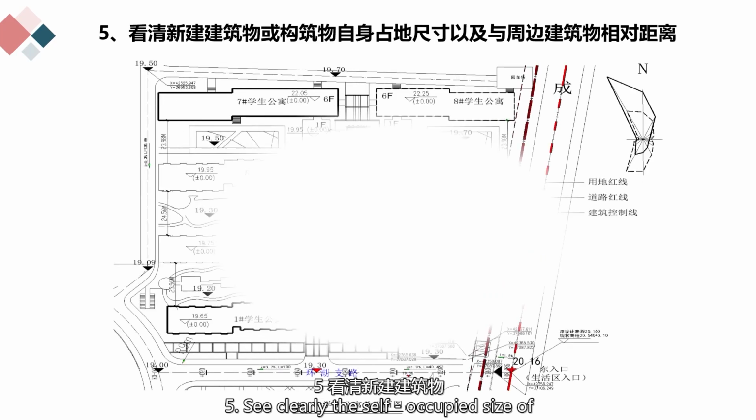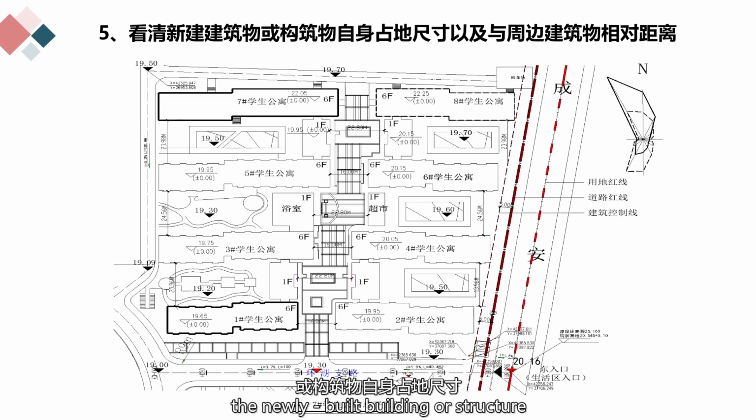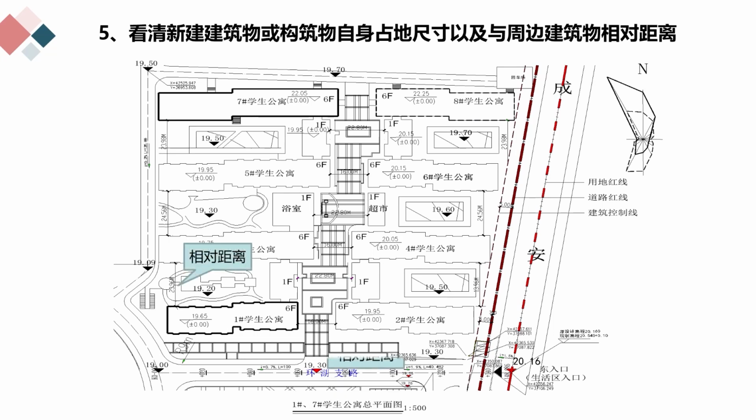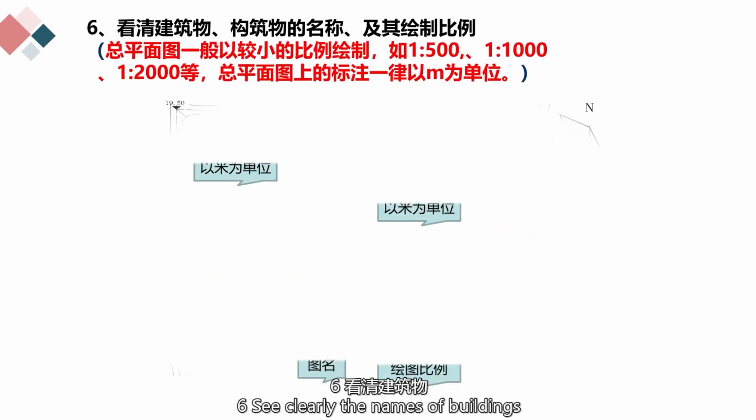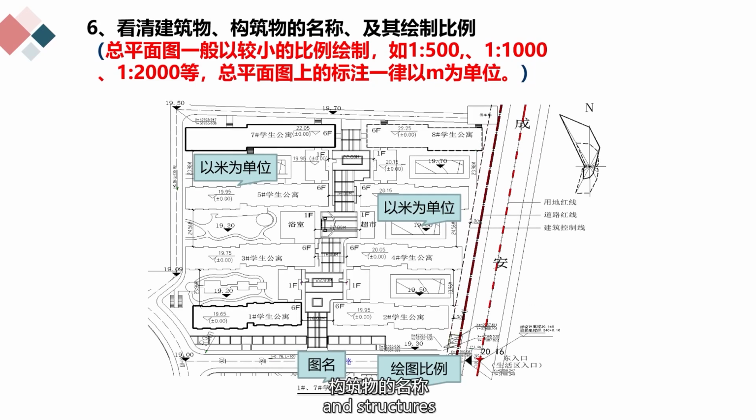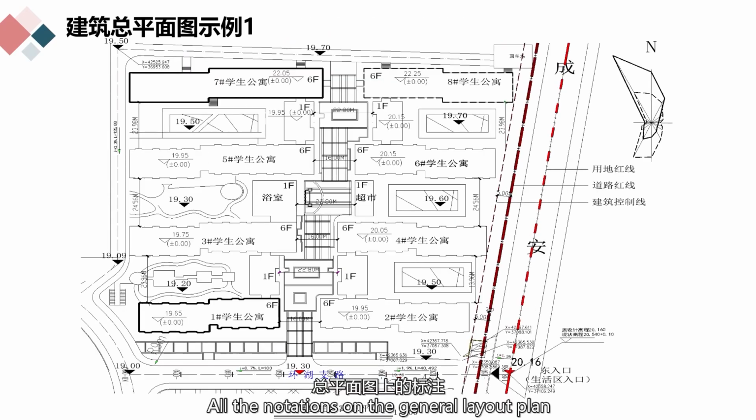Fifth, see clearly the self-occupied size of the newly built building or structure and the relative distance from the surrounding buildings. Sixth, see clearly the names of buildings and structures, as well as their drawing scales. The general layout plan is generally drawn at a relatively small scale, such as 1 to 500, 1 to 1000, 1 to 2000, etc. All the notations on the general layout plan are in meters as the unit.